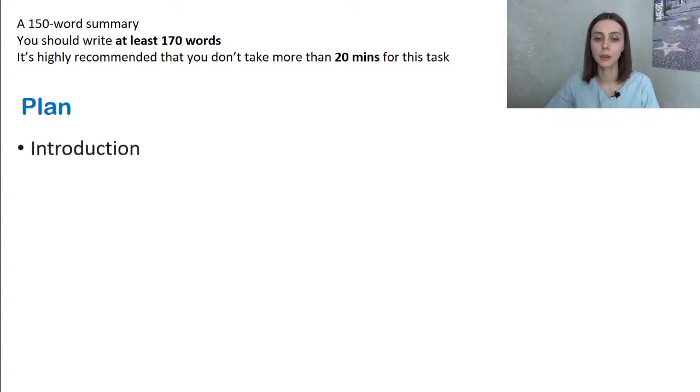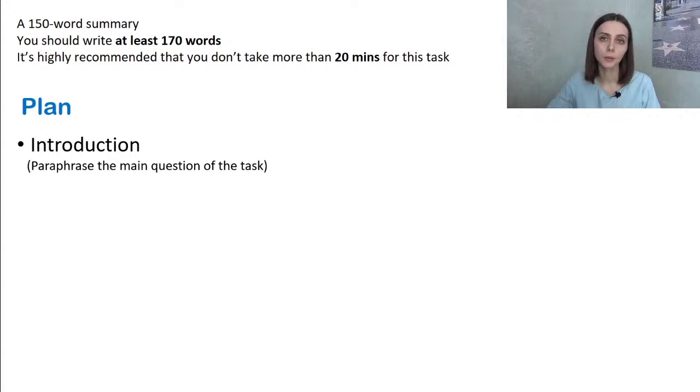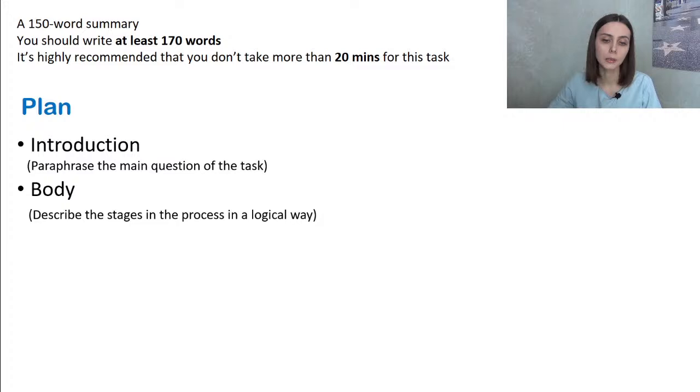The first step is the introduction, as usual. What you have to do in your introduction is paraphrase the main question of the task. This is the same for all kinds of writing task number 1 for academic IELTS. Next, you need to write the body, and in the body you describe the stages in the process in a logical way. This task resembles map description. I think this is pretty much a similar thing.